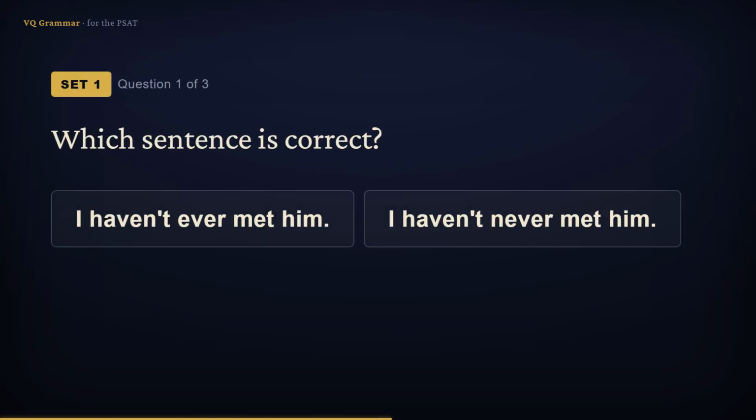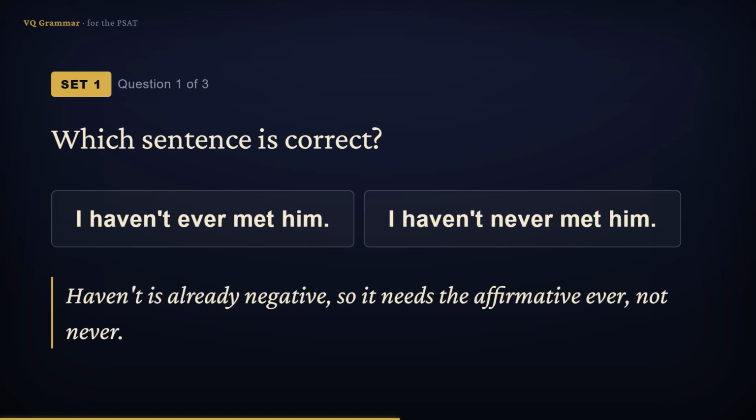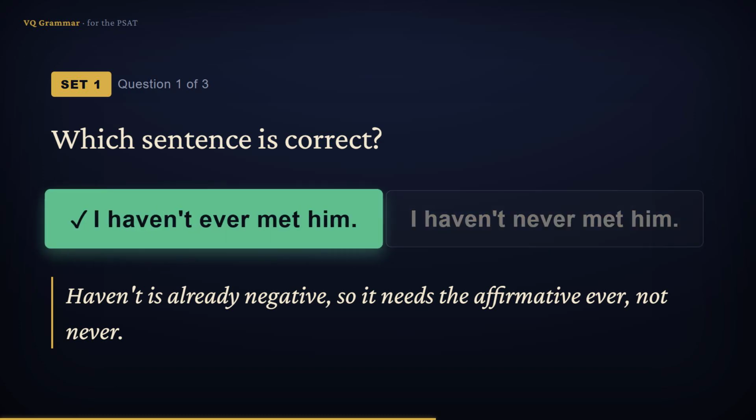Option A. I haven't ever met him. Option B. I haven't never met him. Both start with haven't, which is negative. Option B adds never, a second negative, so that's a double negative. Option A uses ever, the yes word, leaving just one negative. So the answer is A.